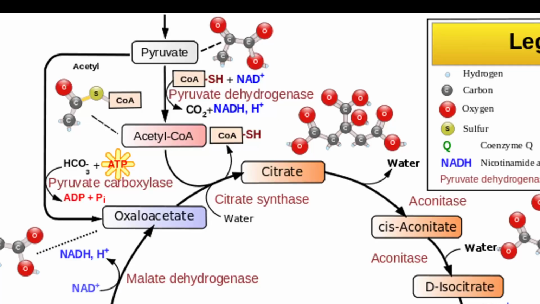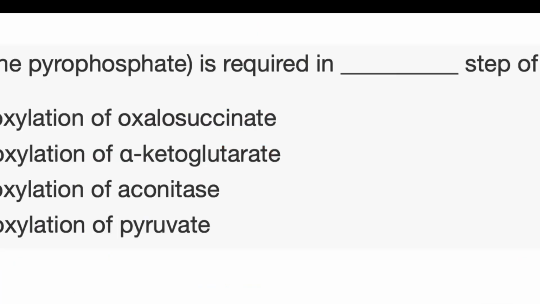Is this clear to the students? I know this can be quite complex for a Krebs cycle, but Krebs cycle is inevitable, right? You have to understand Krebs cycle and glycolysis very well. Great. Thank you. Moving on to the next question.